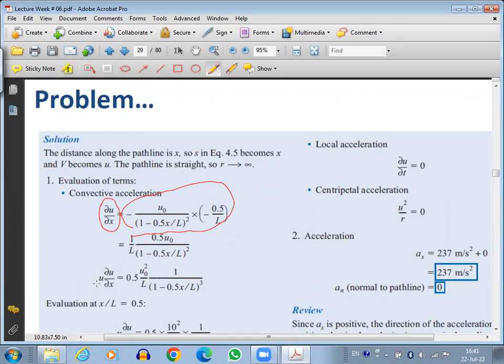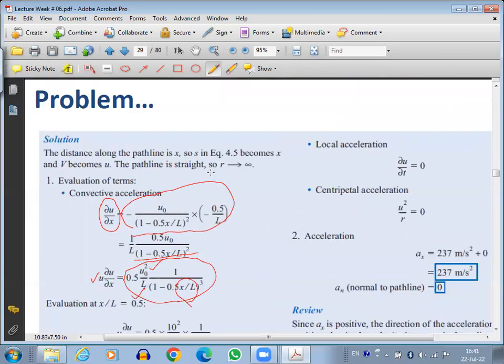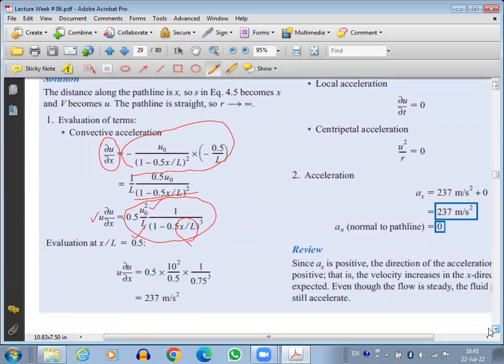Then you multiply this by u, because we need to find u du by dx. Once you have du by dx, multiply by u, and you get this term. In this term, u naught is known, L is known, and x by L is also known, because we have to do it for x by L 0.5. In the question it is given, do it for x by L 0.5. If you substitute all the values, you're going to get u du by dx equals 237 meter per second square.